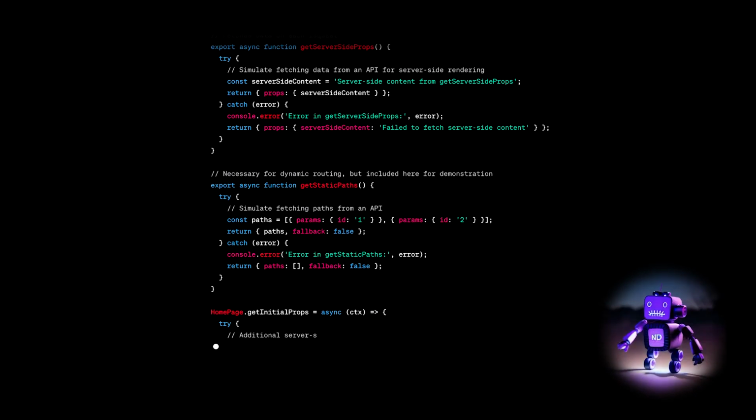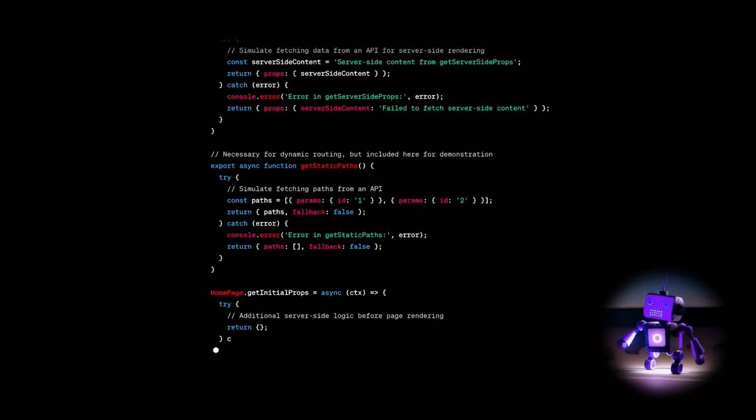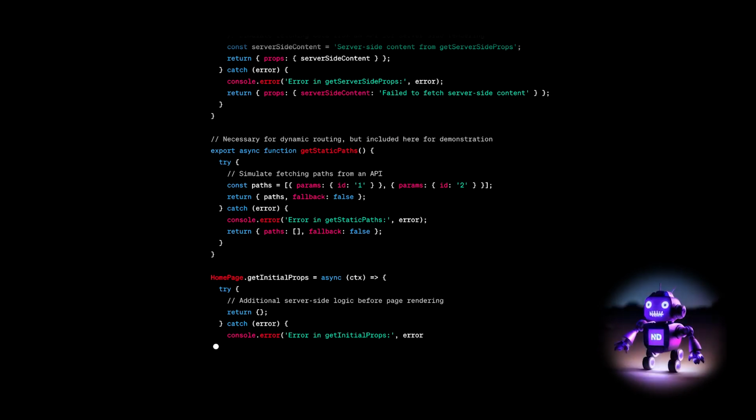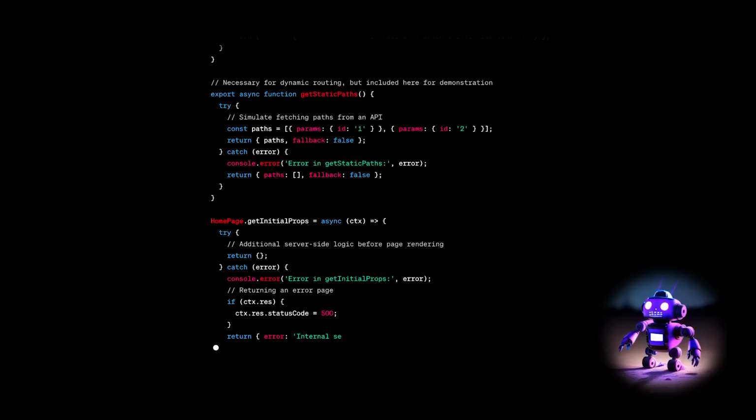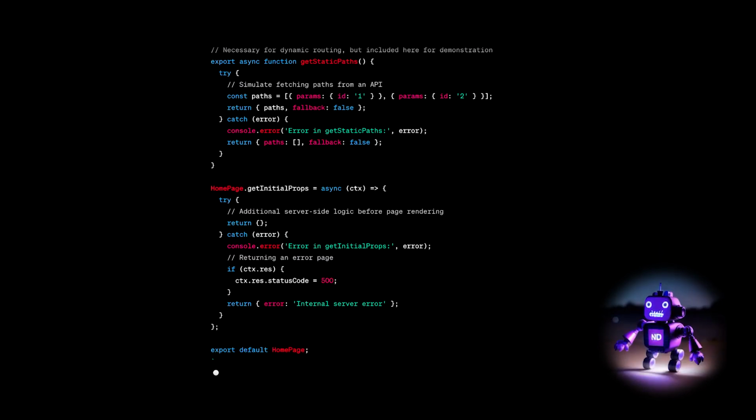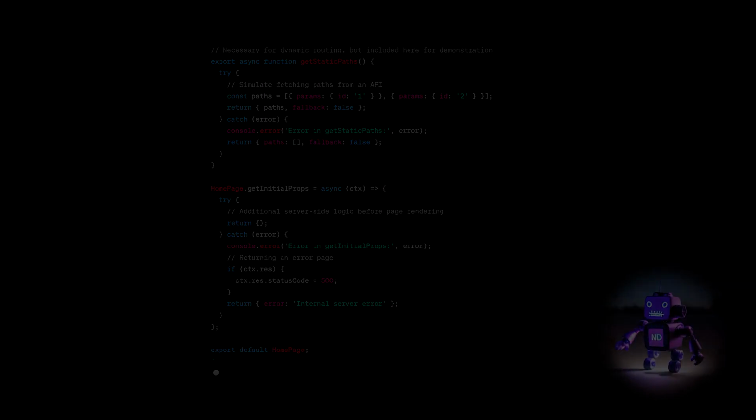Finally, getInitialProps is an older Next.js feature for fetching data and performing actions before the page is rendered. It's used for error handling in our example. If there's an error during its execution, we catch it and set the appropriate response status code, showcasing good error handling practices.